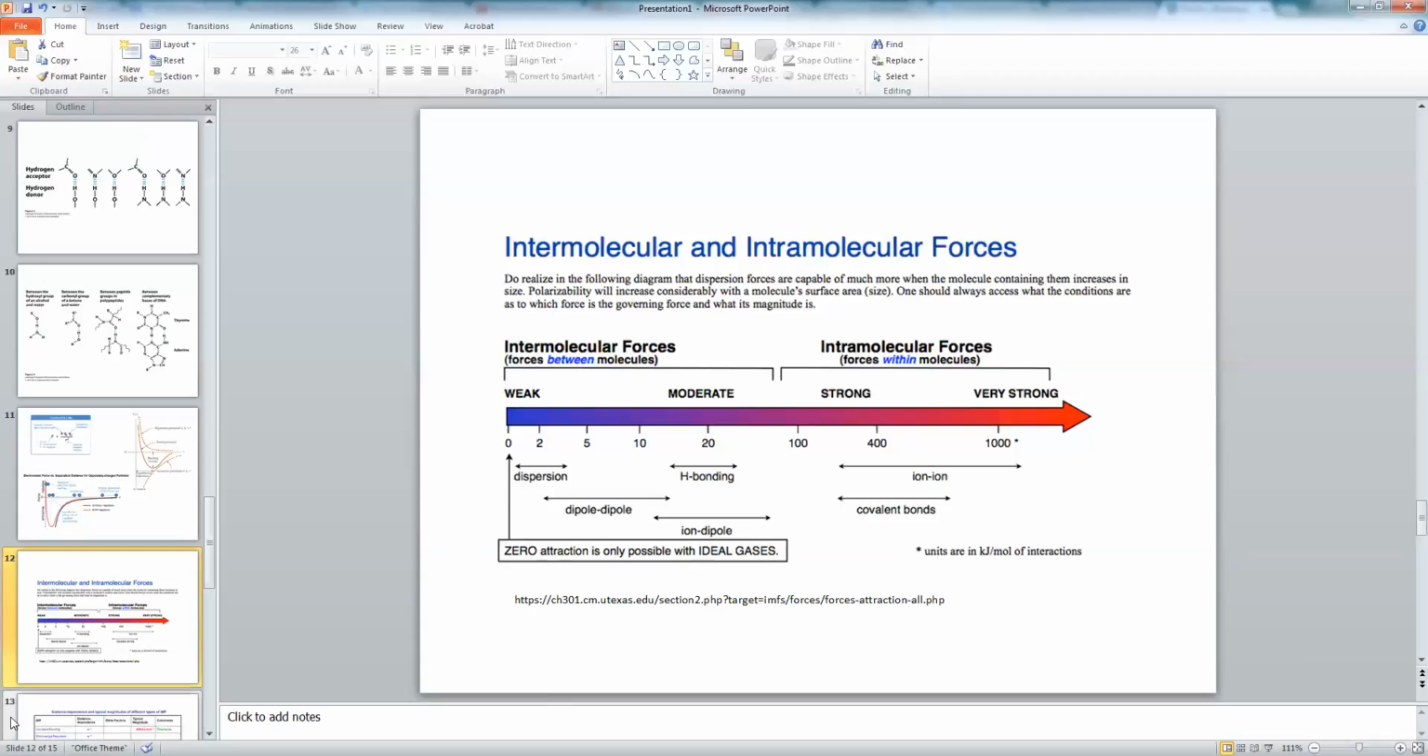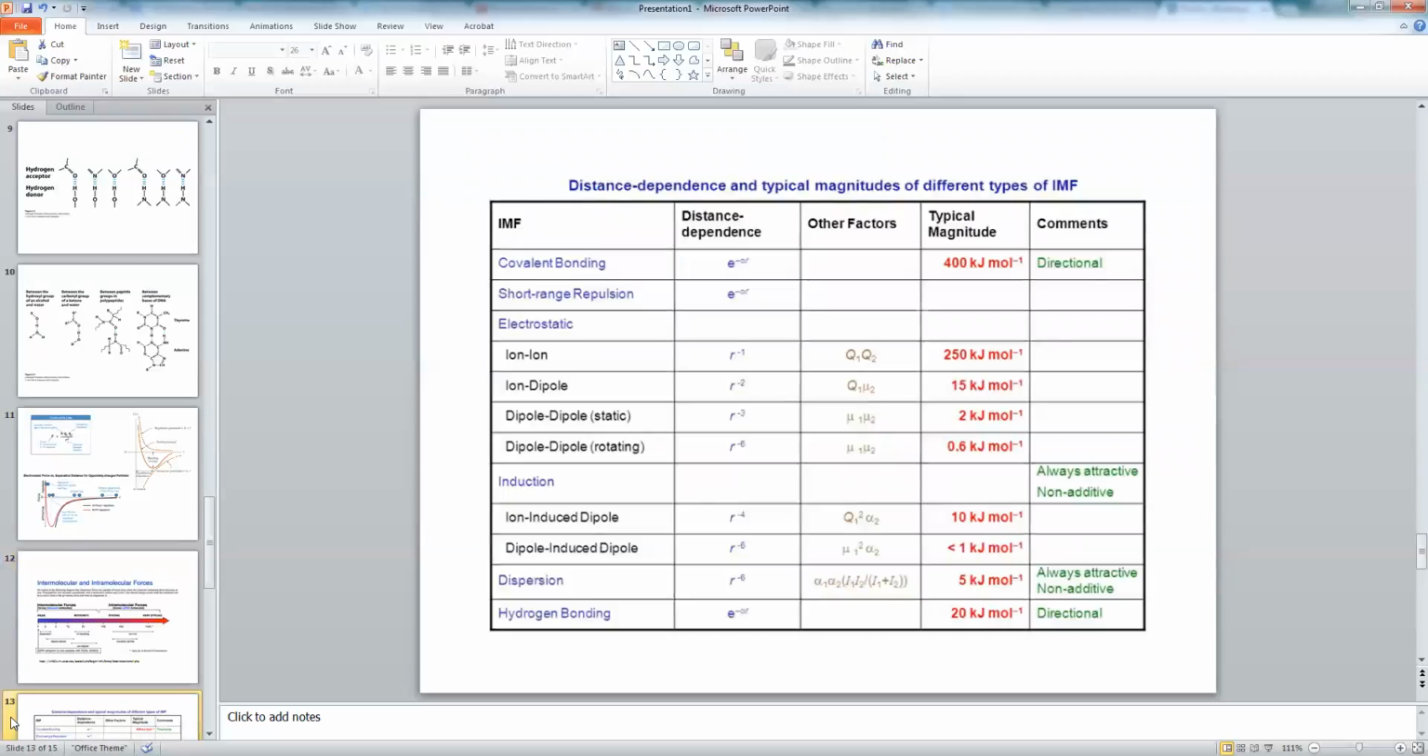But how much of that is really dependent upon distance? Let's take a look. So you can actually see the distance dependence here. And you're going to notice that ion-ion is r to the negative 1, so it's directly dependent on 1 over r. Ion-dipole is 1 over r squared. Dipole-dipole is 1 over r cubed. Dipole-dipole rotating is 1 over r to the 6th. And so there's also the induced dipoles that we can take account for as well. And then there's dispersion and there's hydrogen bonding. Now what's interesting about that is that you can actually see the magnitude of the interactions themselves.